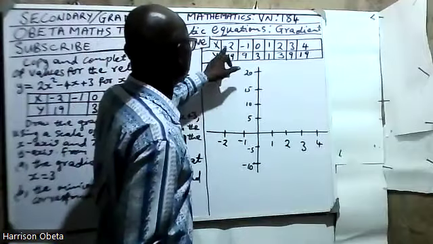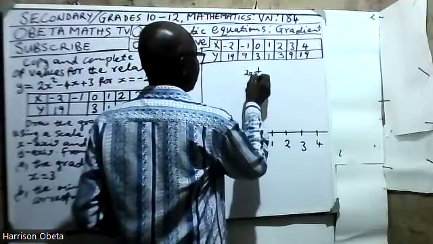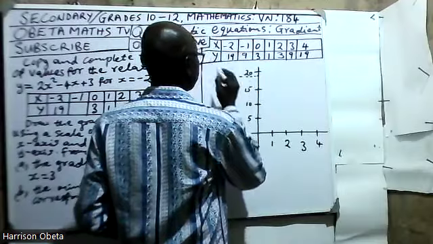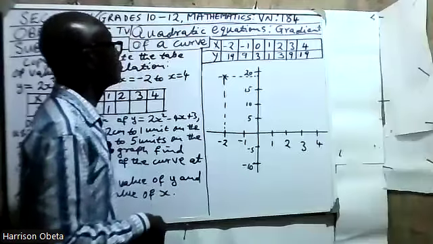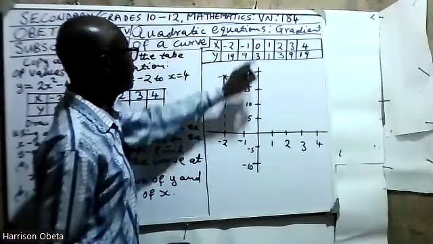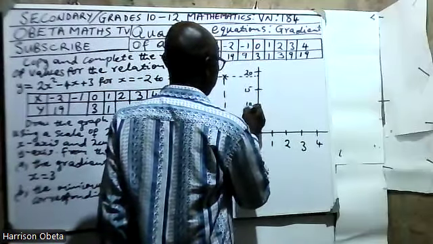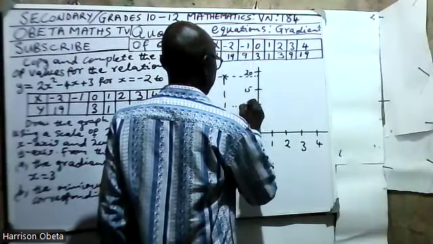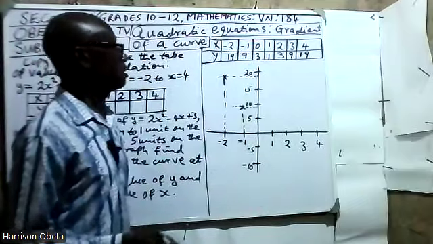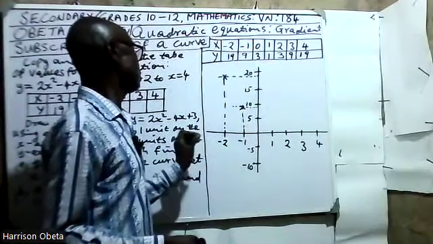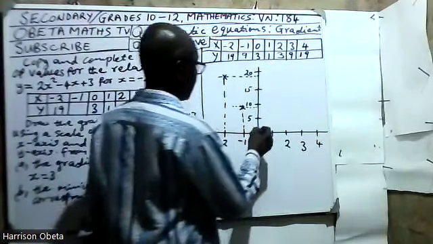So when x is minus 2, y is 19. Minus 2, 19. Let's take this to represent that. Then when x is minus 1, y is 9. Minus 1, y is 9. So let's take 9 to be here. And when x is 0, y is 3. X is 0 on the y-axis, while y is 0 on the x-axis. So where do we have 3? Let us assume that it is here.